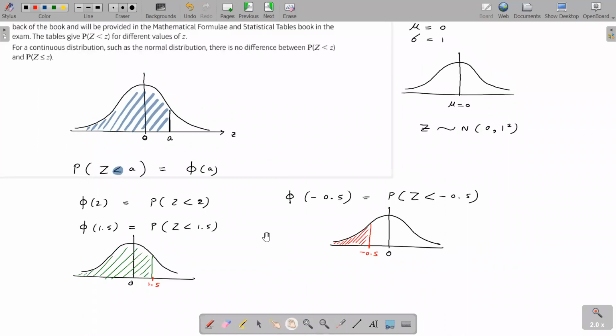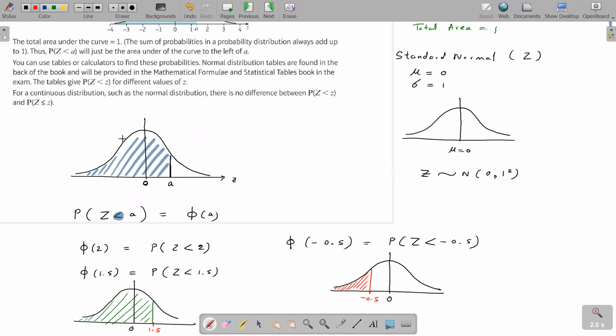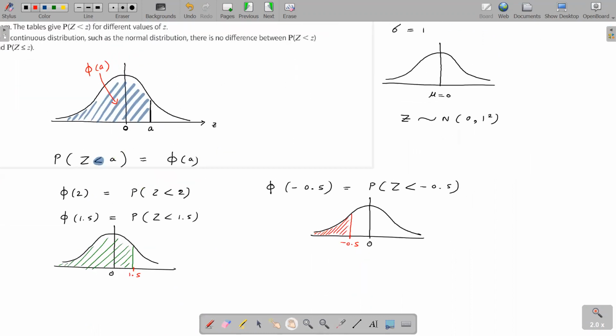Okay, guys. So I think that is understood, right? This is just a notation. You just need to understand the notation. So this area is phi a. Okay, then guys, you know that the total area under the graph is 1. So I think you understand this phi a represents probabilities, right? When you give this phi notation, it gives you the probability of the area behind a, right?